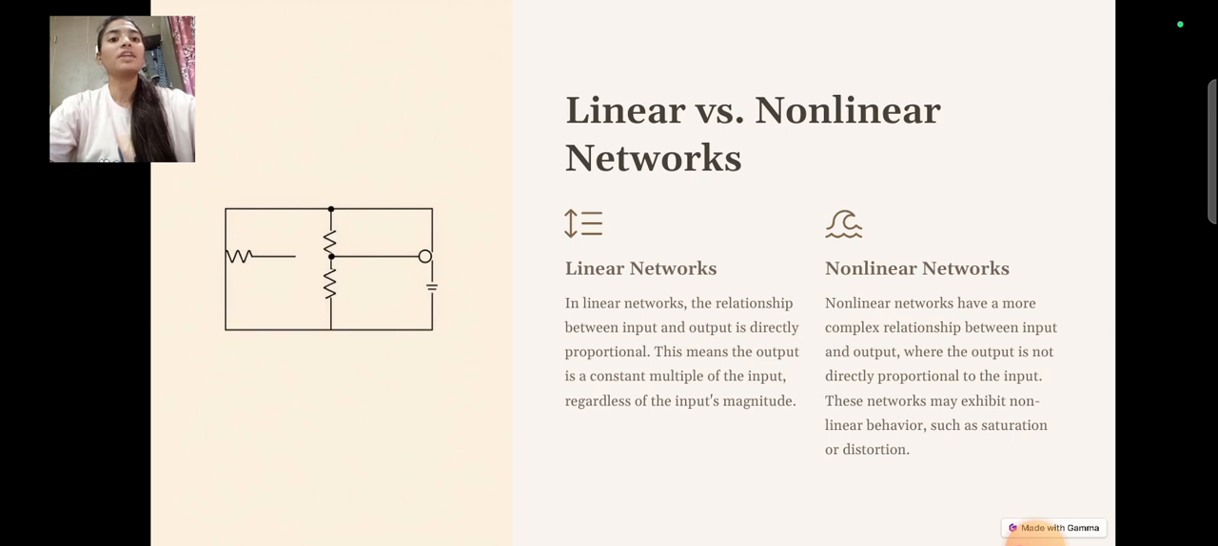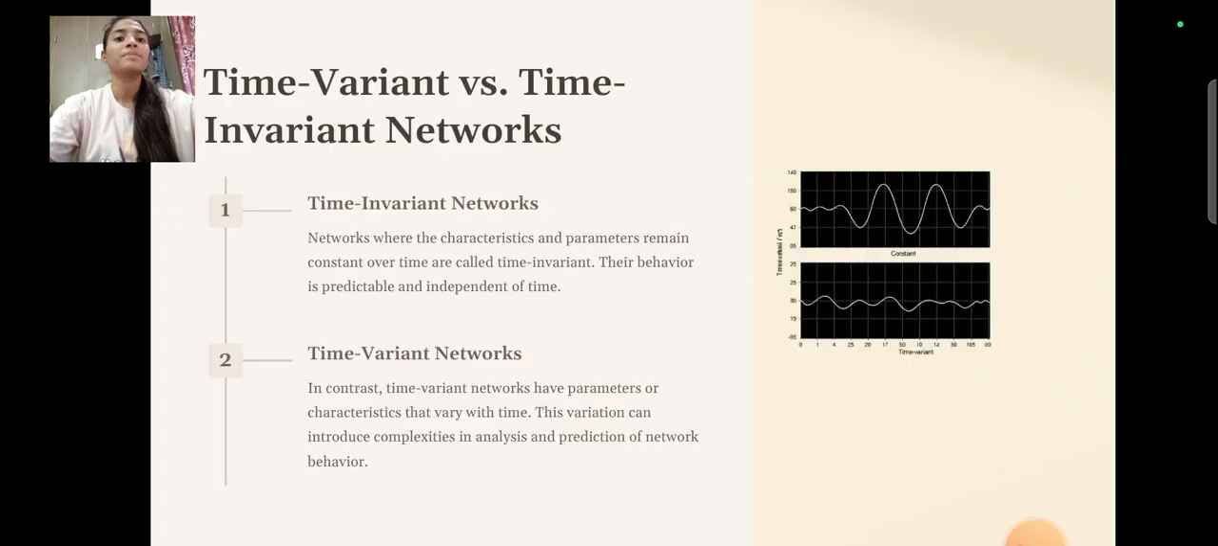Linear versus nonlinear networks. Linear networks. In linear networks, the relationship between input and output is directly proportional. This means the output is a constant multiple of the input, regardless of the input's magnitude. Nonlinear networks. Nonlinear networks have a more complex relationship between input and output, where the output is not directly proportional to the input. These networks may exhibit nonlinear behavior such as saturation or distortion.